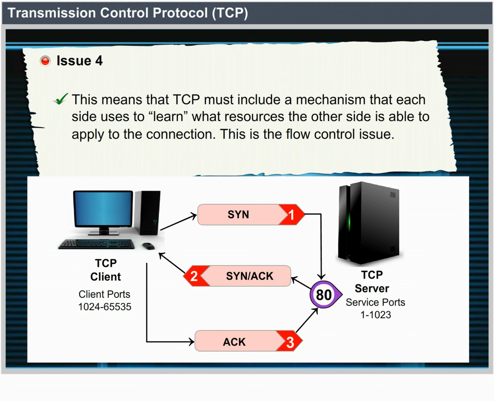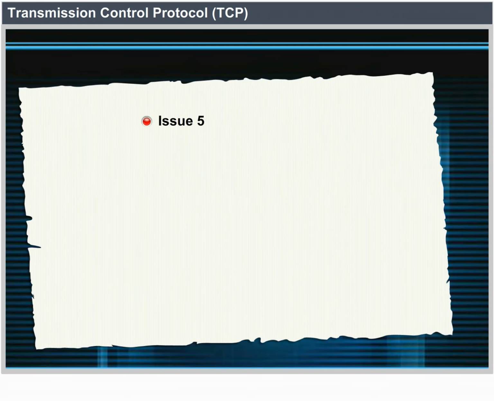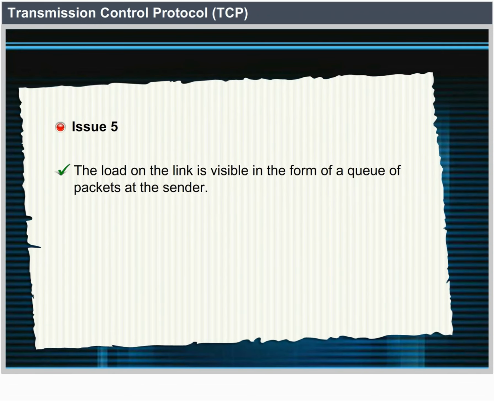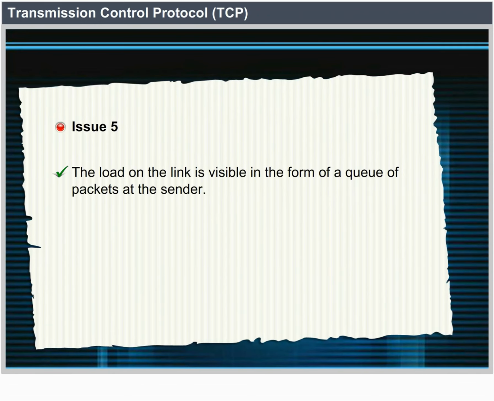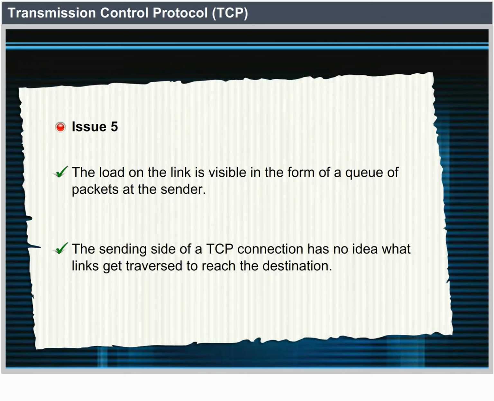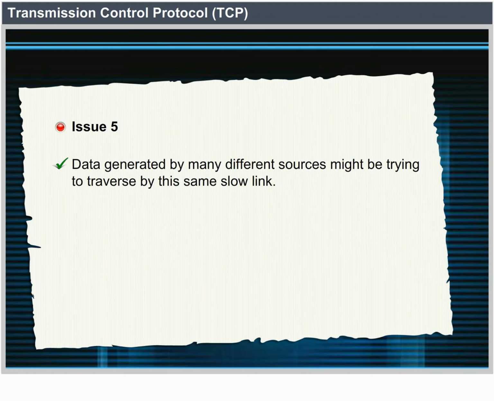Issue 5. The load on the link is visible in the form of a queue of packets at the sender. The sending side of a TCP connection has no idea what links will be traversed to reach the destination. Data being generated by many different sources might be trying to traverse the same slow link. This leads to the problem of network congestion.